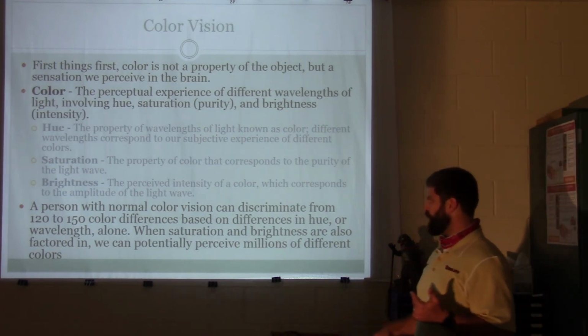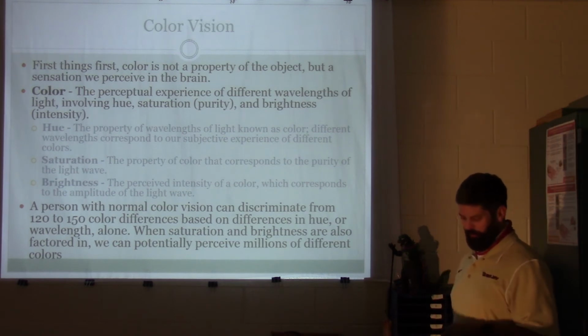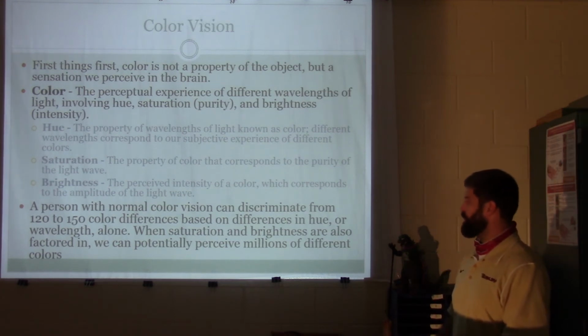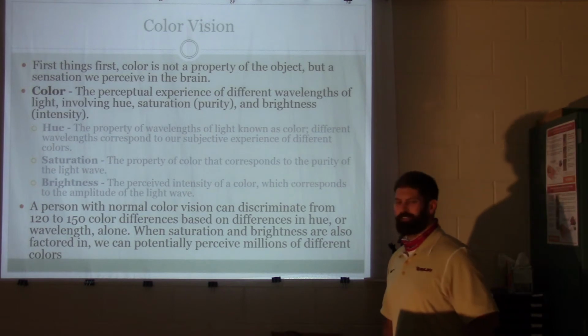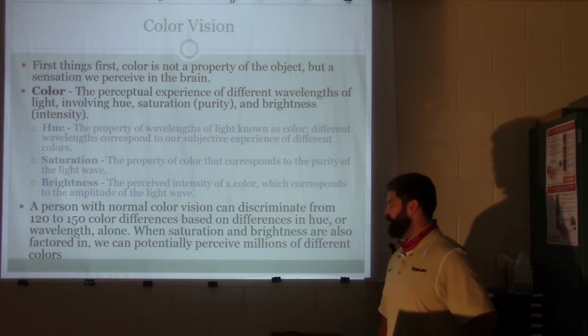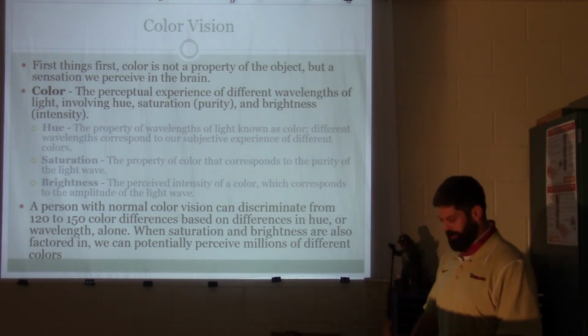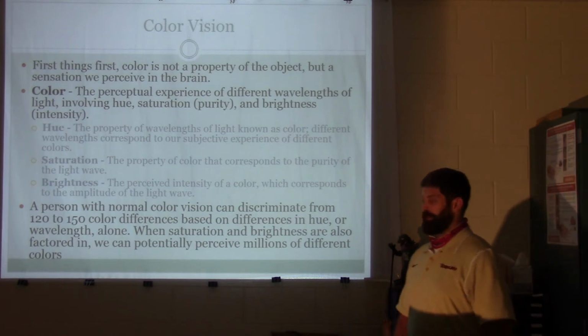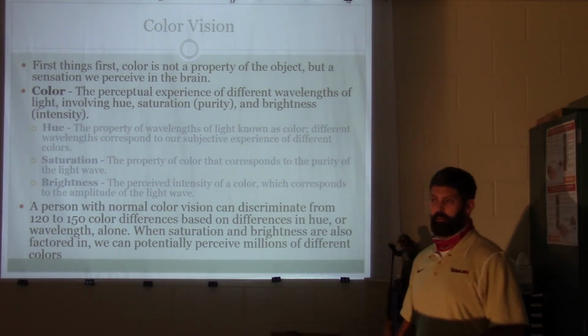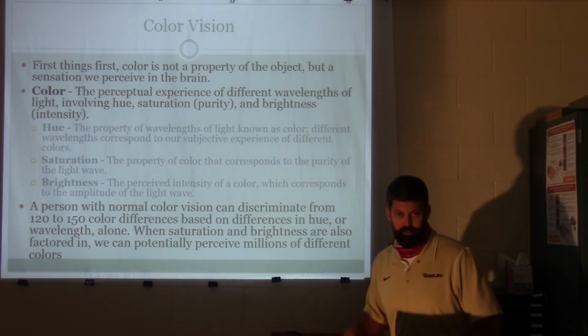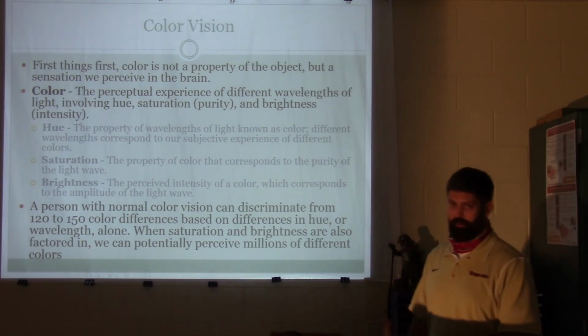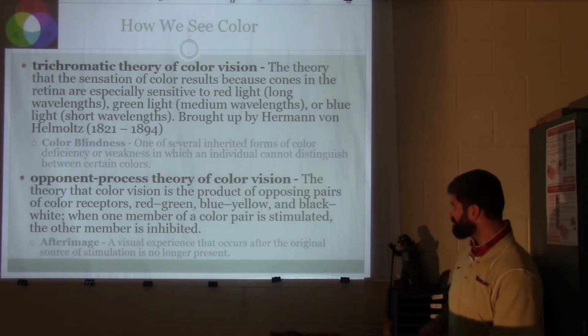So a person with normal color vision can discriminate from 120 to 150 color differences based on differences in hue and wavelength alone. When saturation and brightness are factored in, potentially we could perceive millions of different colors. Just check out filters on Instagram or Snapchat or anything like that. You can see this in real time.